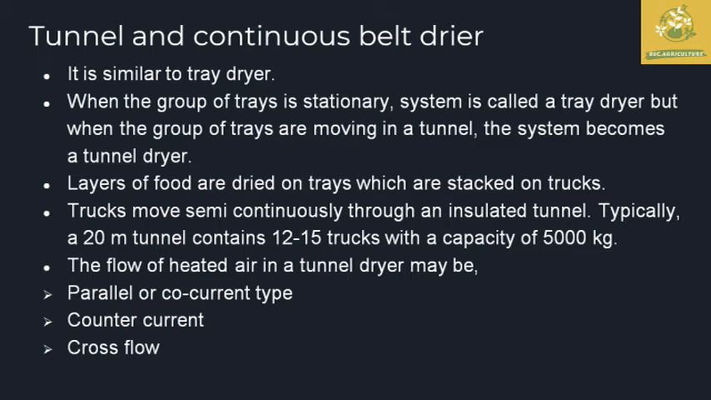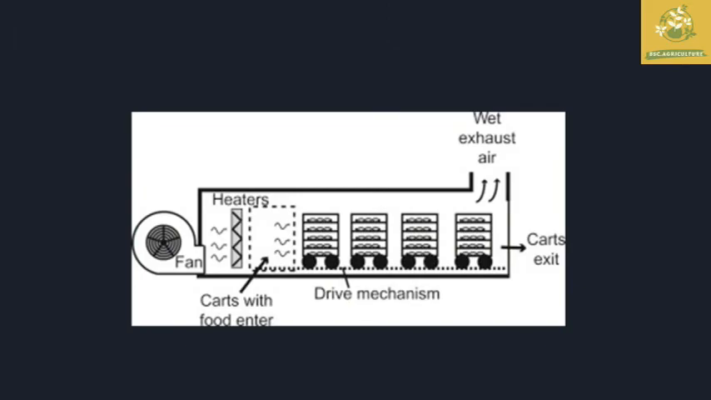So in the semi-continuous type through insulated tunnels, a typical 20-meter tunnel contains 12 to 15 trucks, with a capacity of 5000 kg that can be inserted. The flow of heat in tunnel dryers can be differentiated into three types: parallel or co-current, counter current, and cross flow. And this is the picture of tunnel dryers.